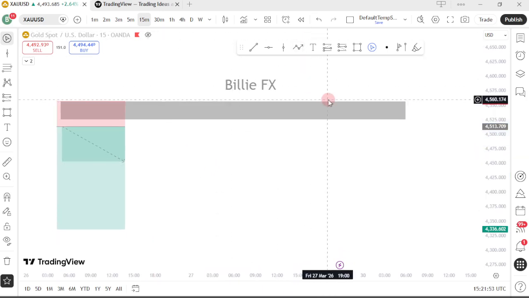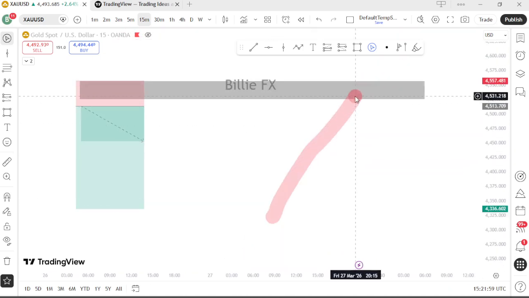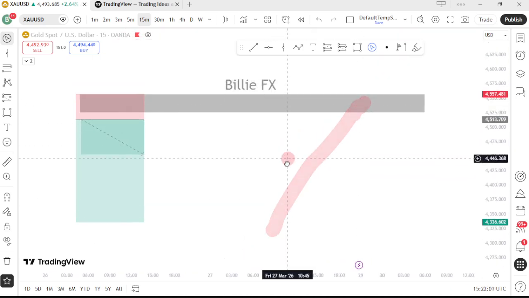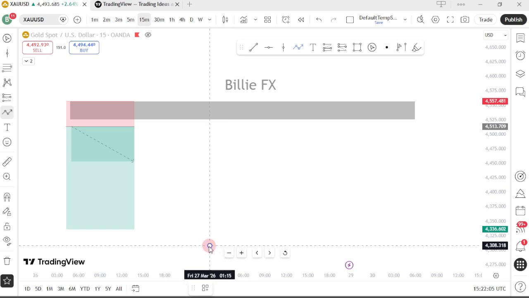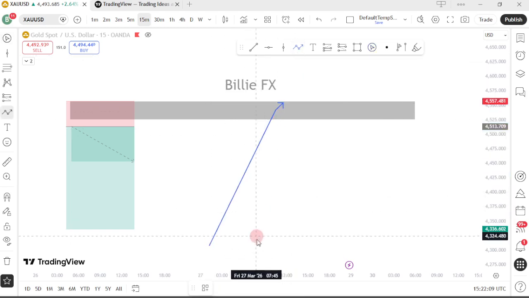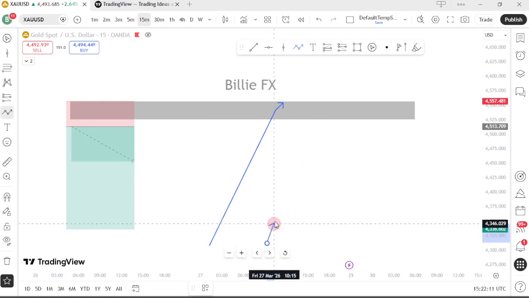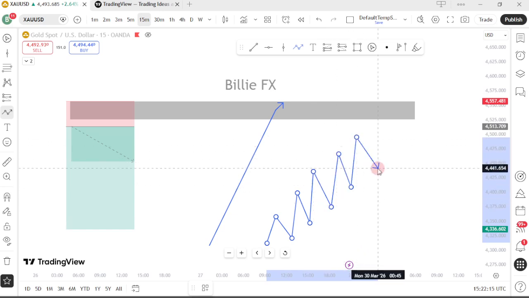Now, before the market comes into the supply zone, first of all, you have to note how the market comes into the supply zone. Okay. You have to note how it comes into the supply zone. It can do so by doing two things. First of all, it can come into the supply zone with single candles like this, or it can come into the supply zone by building what? Market structure, you know, higher highs and higher lows like this.